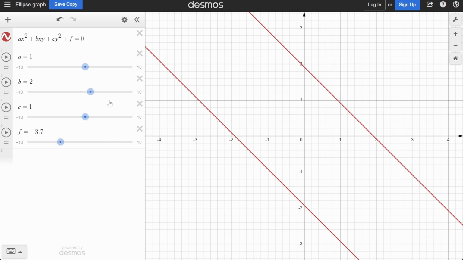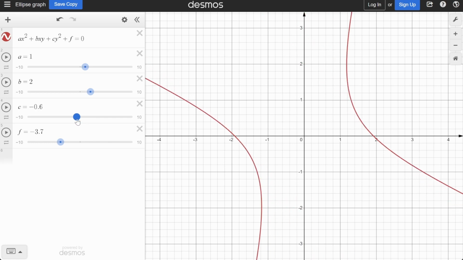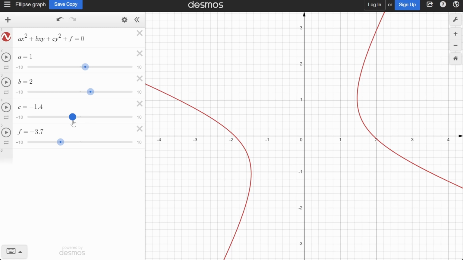Now, why did that happen? Well, b squared minus 4 times ac is 0. That's our discriminant. So that's the limiting case of the discriminant. Now, for this particular equation that we're working with, you won't get a parabola here. You'll just get 2 straight lines. But if I take it beyond this value, then you can see that I actually get a hyperbola. So this is when the discriminant goes positive.